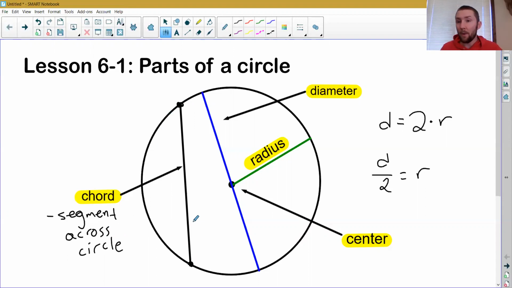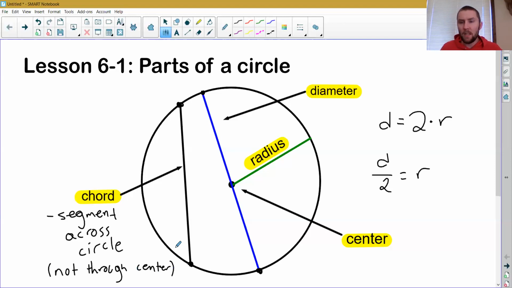So obviously a diameter fits that definition, right? Because it has one end point here on the circle, it has one end point down here on the circle. So this is also a chord. A diameter is just a specific chord that goes through the center, okay? So a chord, generally, is a segment across the circle, and we generally consider a chord not to go through the center, because if it went through the center, then it would be called a diameter, right?